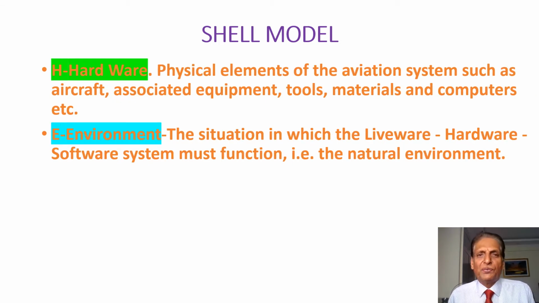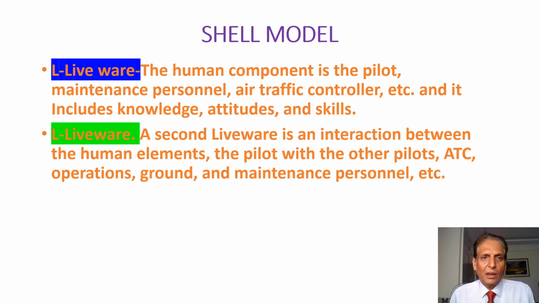H stands for hardware, that is, physical elements of the aviation system, such as the aircraft, associated equipment, tools, material, and computers, etc. E stands for environment, the situation in which the liveware, hardware, software system must function, that is, the natural environment. L is liveware, the human component, which is the pilot, maintenance personnel, air traffic controller, etc., and it includes knowledge, attitudes, and skills. We have another L, that is liveware 2. The second liveware is an interaction between the human elements, the pilot with the other pilots, ATC, operations, ground, and maintenance personnel, etc.